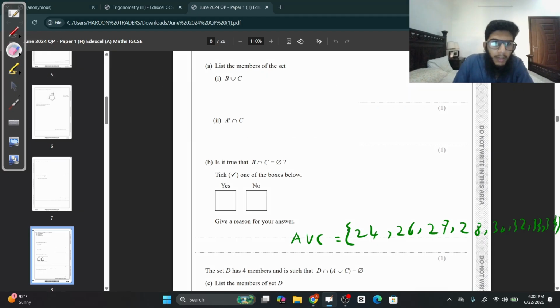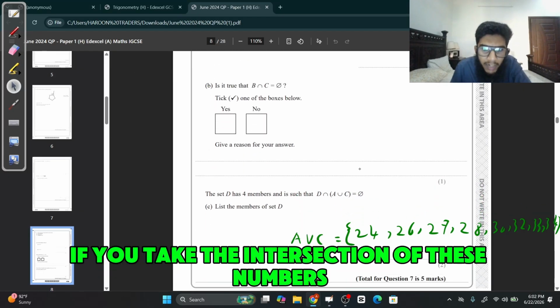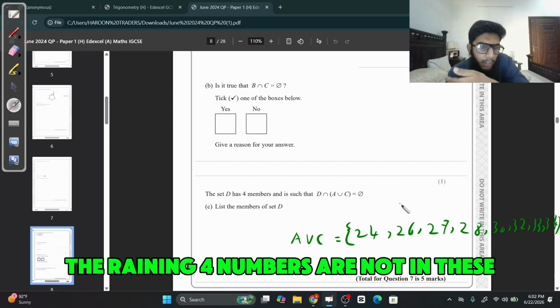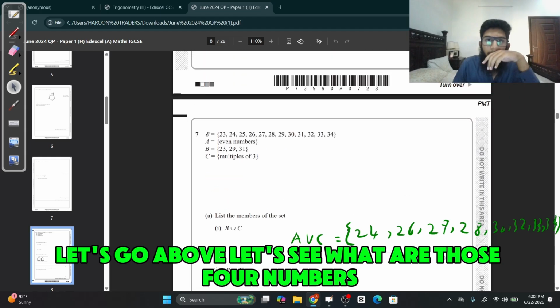Now, they said that D has 4 members and is such that if we take the intersection of these numbers with the numbers that are in D, we're going to get nothing. That means we have to find out the remaining 4 numbers that are not in this set of A union C. Okay, let's go above. Let's see what those 4 numbers are.